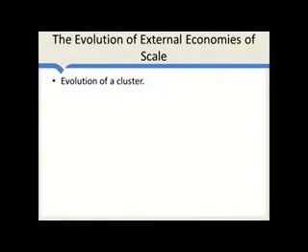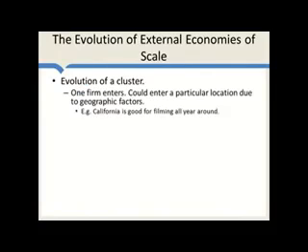In order to understand why some industries cluster, it's useful to think about how a cluster evolves. And these principles have repeated themselves over and over again in many different types of industries. So typically, first one firm enters, and it might enter at a particular location due, let's say, to some geographic factors which lower its costs modestly in that location. So for example, California is good for filming all year round, so it made some sense for an early movie studio to begin in California.